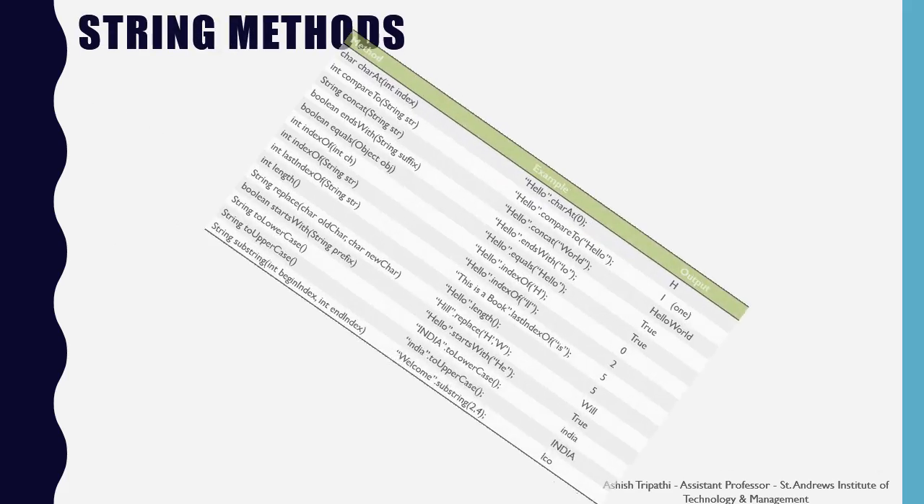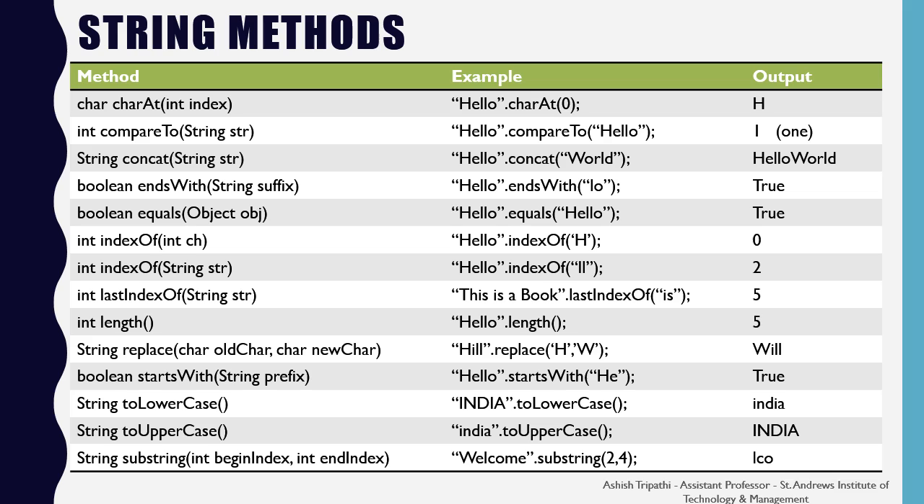Here is a list of some string methods. The first method is the charAt method. This method is given an index value and it will return the character at that index. For example, "hello".charAt(0). So at the 0th position there is the character h.